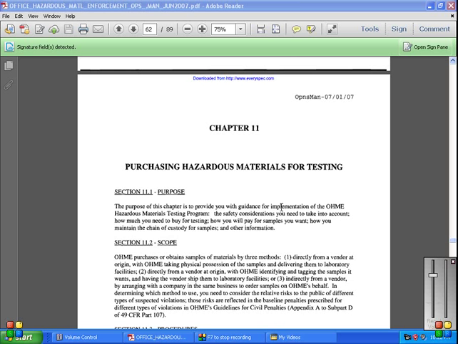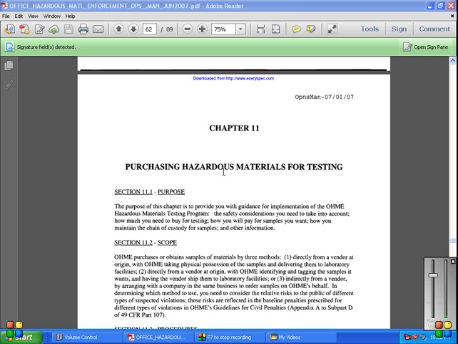Chapter 11, Purchasing Hazardous Material for Testing. Section 11.1, Purpose. The purpose of this chapter is to provide you with guidance for the implementation of the OHME Hazardous Material Testing Program. Safety considerations you should take into account include how much you need to buy for testing, how much you will pay for the samples you want, how you will obtain the chain of custody for samples, and other information.